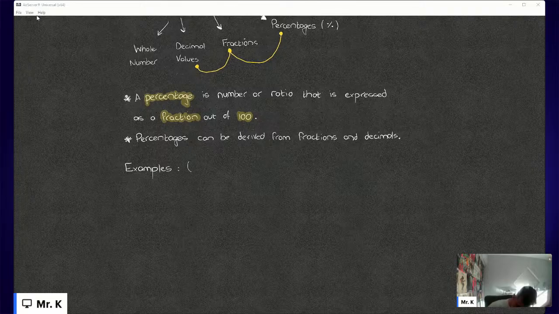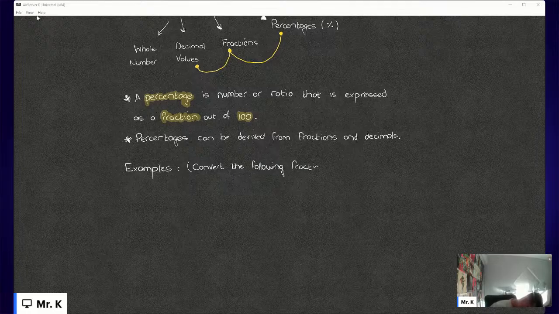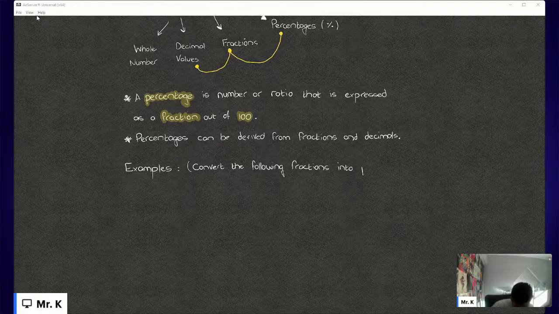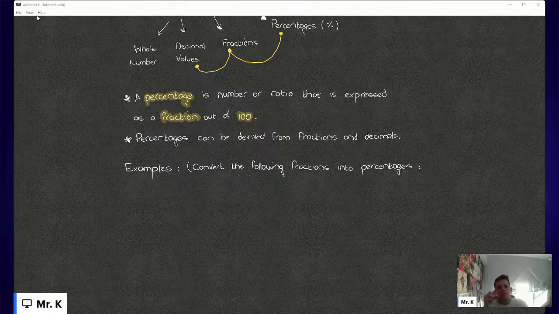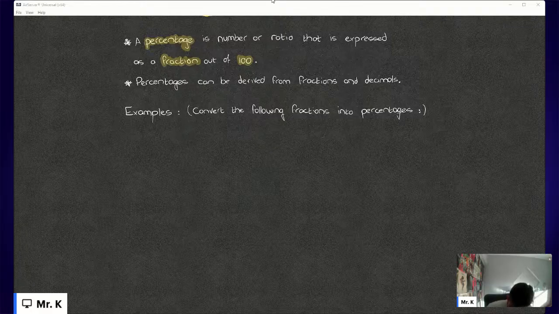And our question is going to be: convert the following fractions into percentages. Okay, I'm going to go through a few examples with you guys, and I would suggest that you do write notes. So let's take a look at some examples.